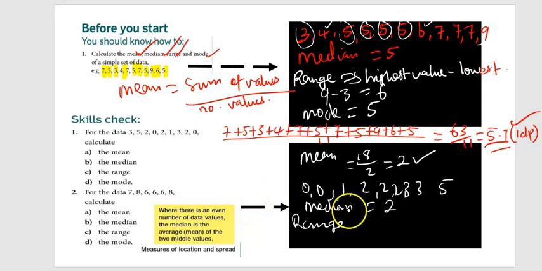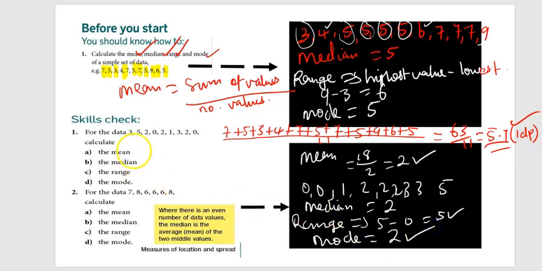The next value is the range, and we have said the range is simply taking the highest value minus the lowest. The highest value in this case is 5. 5 minus 0 is simply 5. Right. And what is the mode? The most frequent value is also 2. So the mode is also equal to 2.